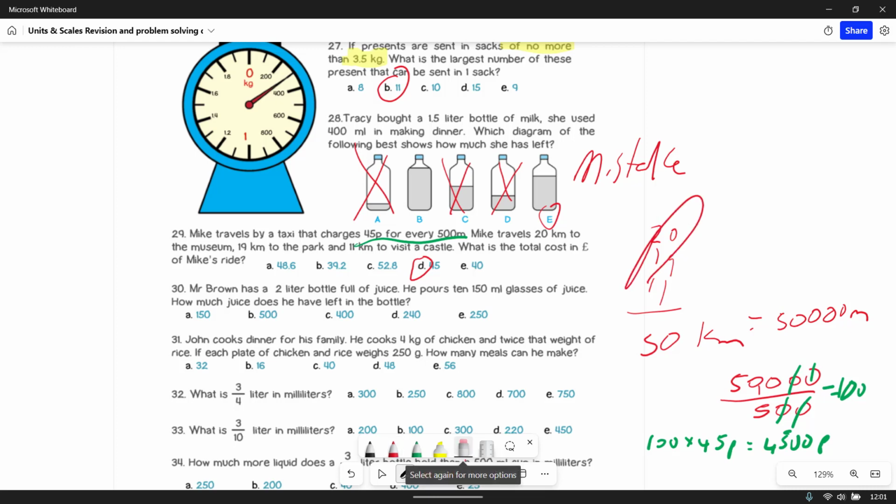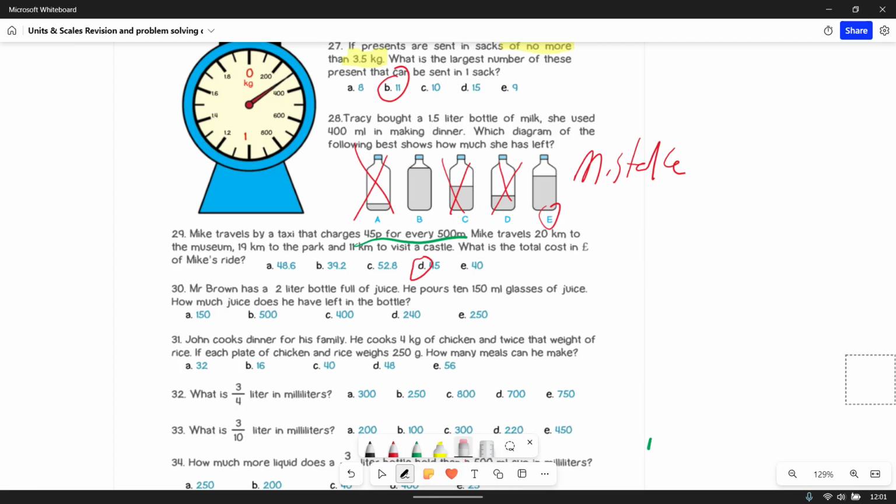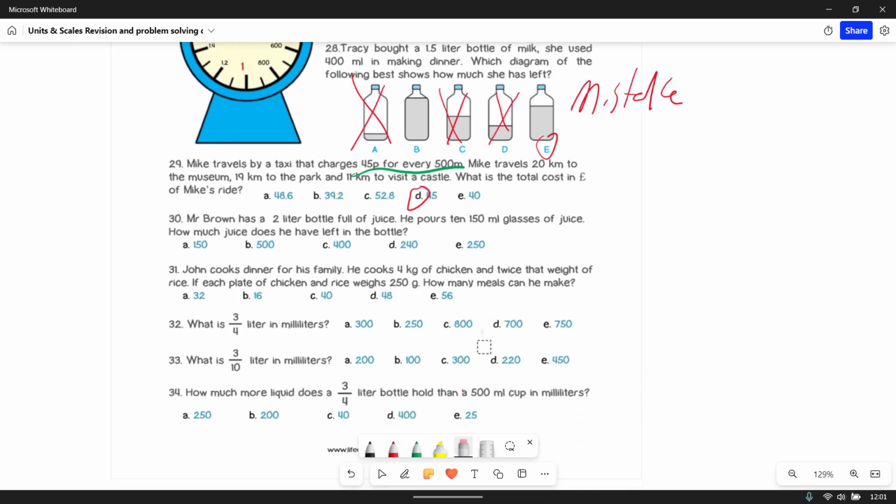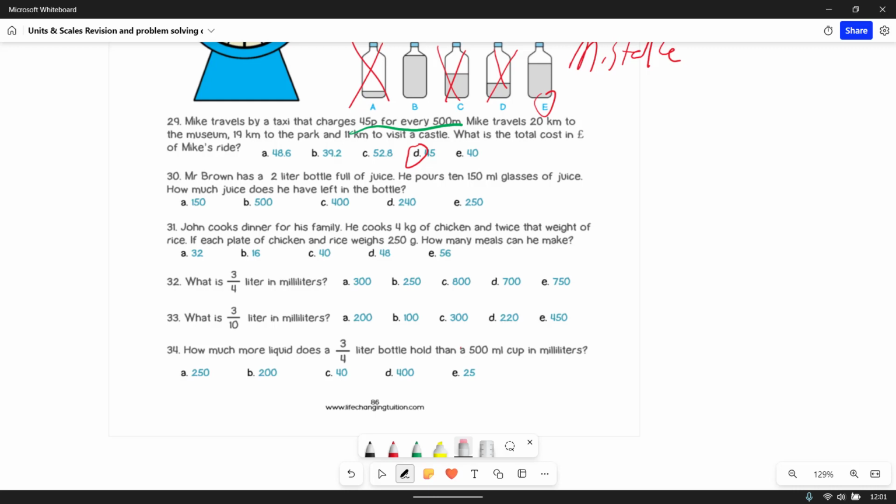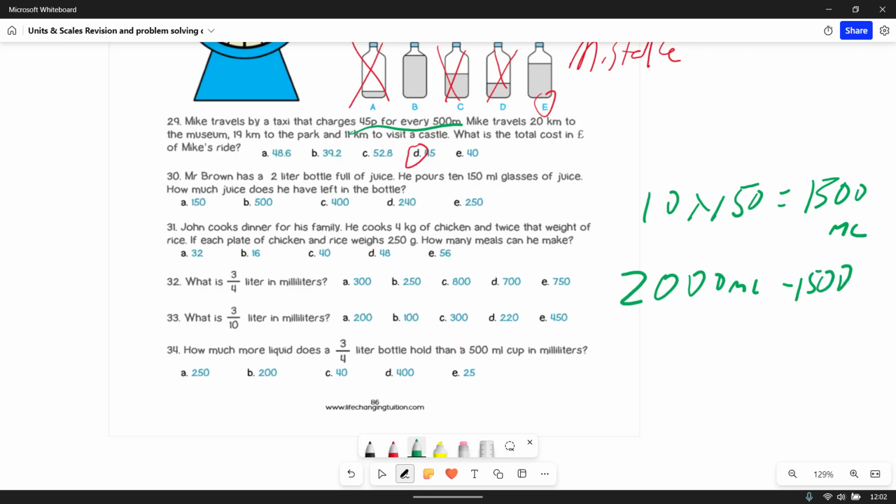Sort this out. Okay, Mr. Brown has 2 litres of bottled juice. He pours 10 glasses of 150 millilitres of juice each. So 10 times 150 is 1,500 millilitres. And how much have you got left? So originally he had 2 litres, 2,000 millilitres. Take away 1,500, which gives you 500 millilitres. So 30 should be B.